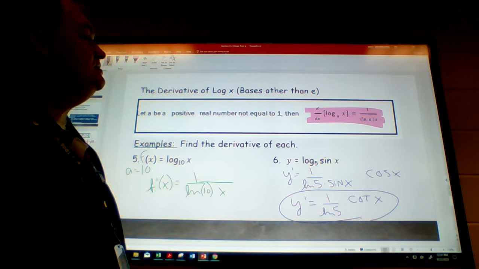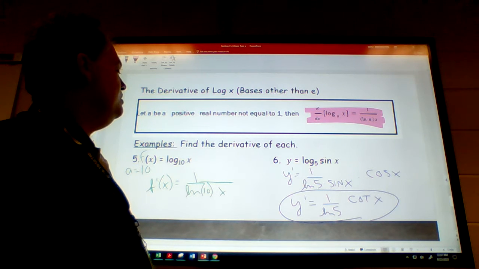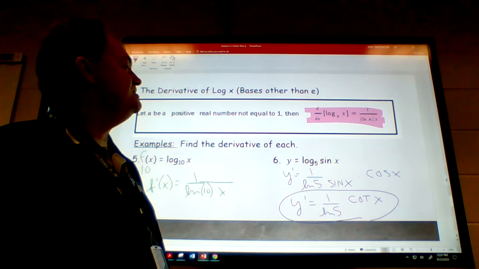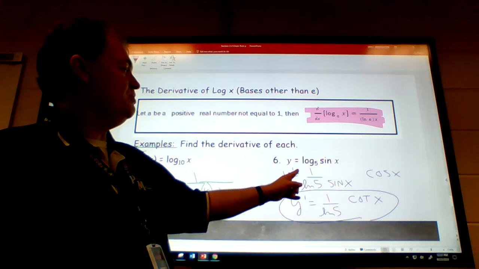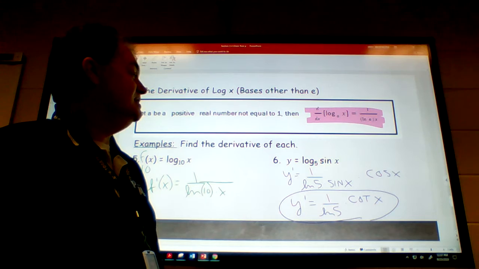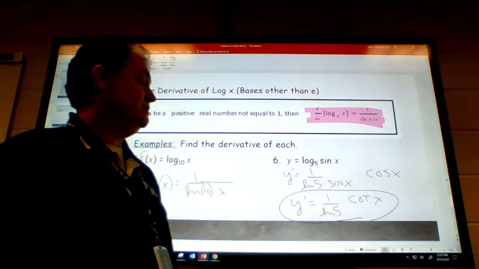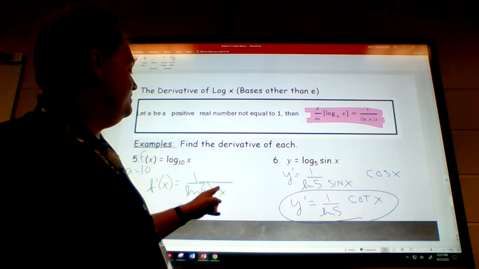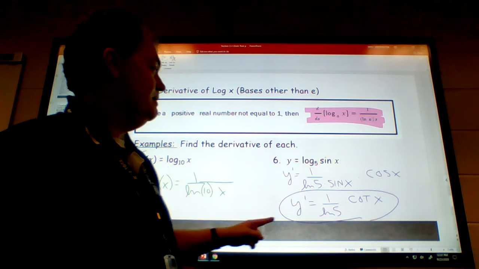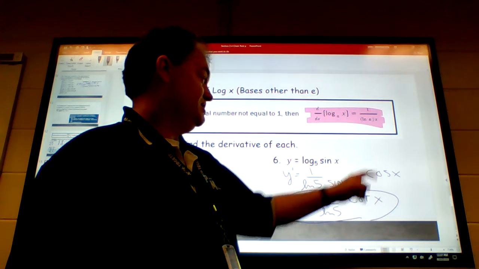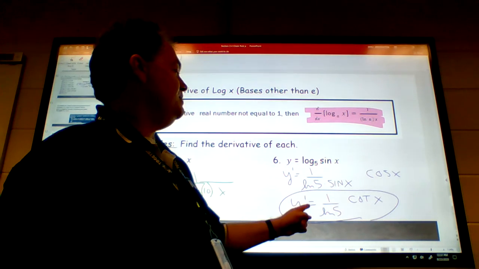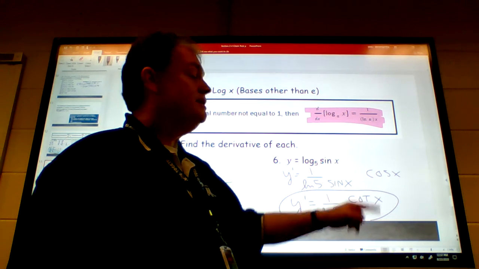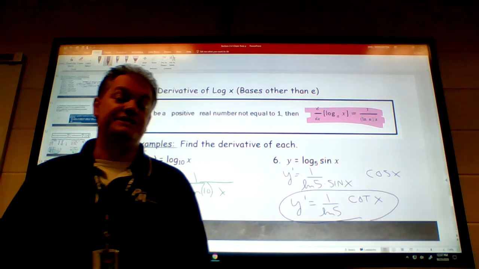Now, number 6 is a little tricky. So log base 5 of sine of x, y prime is 1 over ln of 5 times sine of x. Well, don't forget, you got to differentiate there. Here, it didn't matter because the derivative of x is just 1. But here, the derivative of sine is cosine. So y prime equals 1 over ln of 5 times cosine over sine, which is cotangent. All right.